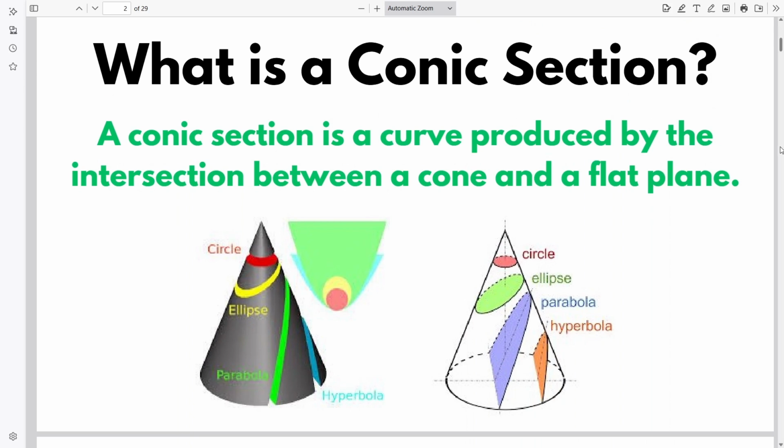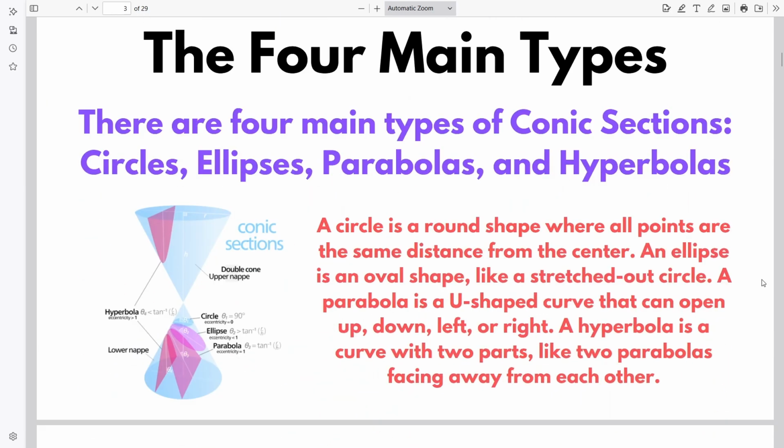What is a conic section? Basically, a conic section is a curve produced by the intersection between a cone and a flat plane. In simple terms, you put a sheet through a cone, and whatever shape you get with that intersection is what you get. There are four main types: circles, ellipses, parabolas, and hyperbolas.